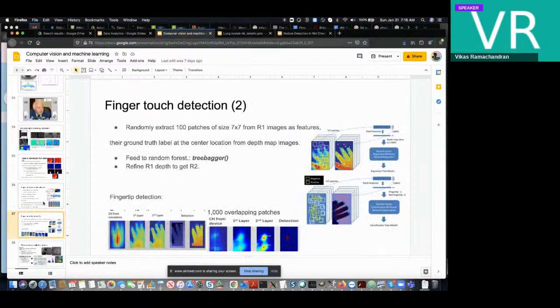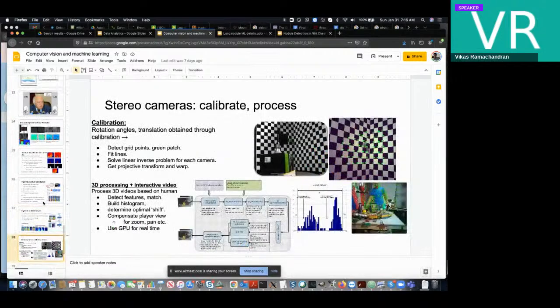I'll skip through this. These are some more details, and again, I want to just keep it high level. So basically, we detected different patches and then trained random forest classifiers to detect different types of gestures and multi-finger gestures on the screen.